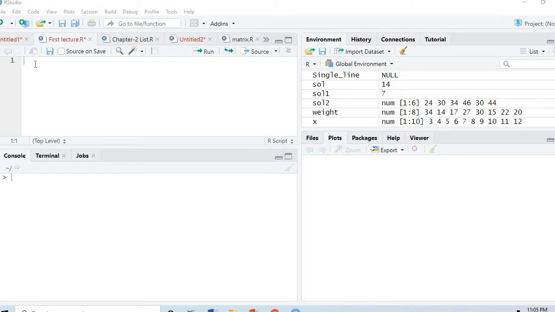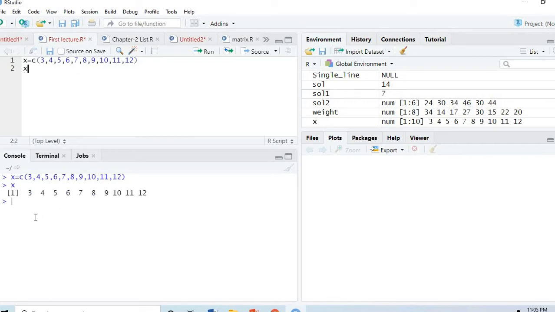So first of all, we create a vector x in the script area by using the combine method. The elements in the vector are from 3 to 12. Now press Alt plus Enter, and to retrieve the same, type x and then Alt plus Enter. You can see in the console area the elements are from 3 to 12.